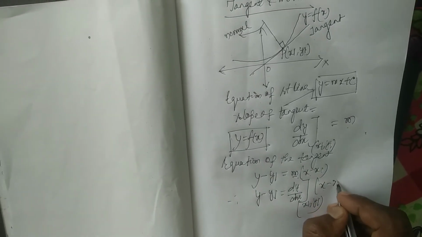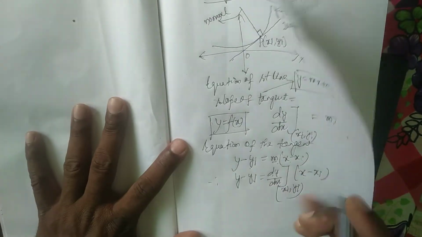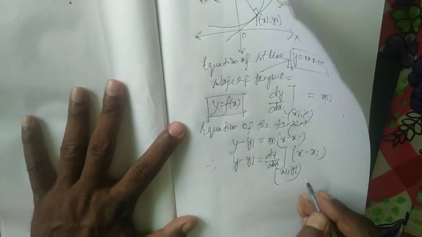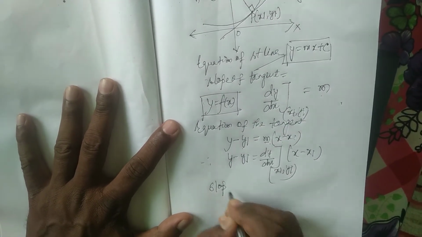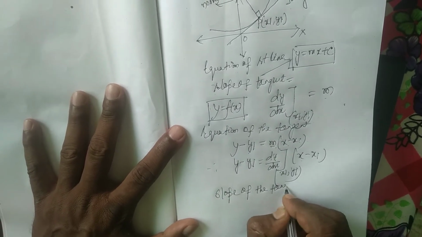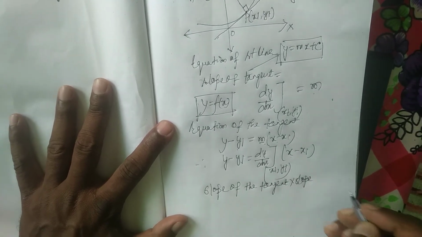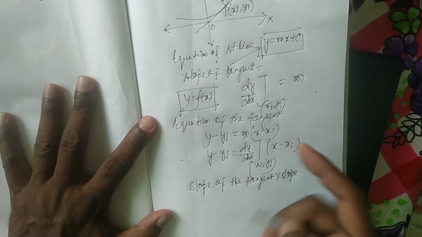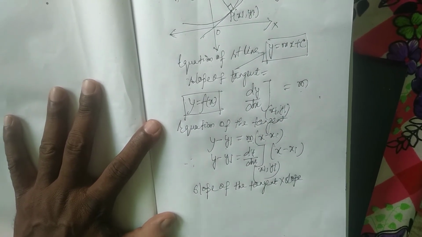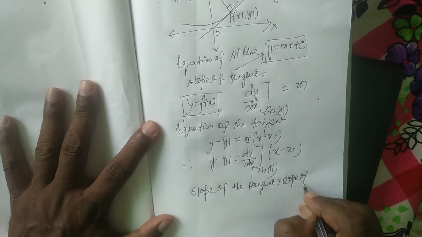Similarly, let us find the equation of the normal. The normal is the line which is perpendicular to the tangent, so the slope of the tangent times the slope of the normal is equal to -1. This is from standard 11 coordinate geometry. We have already learned that two lines are perpendicular to each other if the product of their slopes is equal to -1.